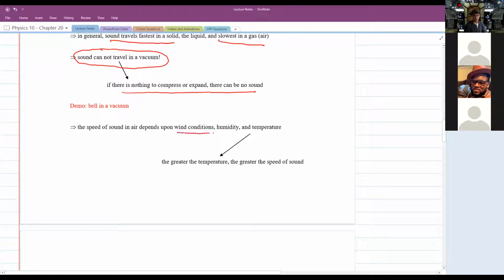One, it depends upon the wind conditions. Sound will travel at a different speed on a windy day than on a day where there is no wind. It depends upon humidity a bit. If it's very humid out, that will change the speed at which sound travels. But the one I want to focus on just a little bit is temperature. Speed of sound in air depends upon the temperature.